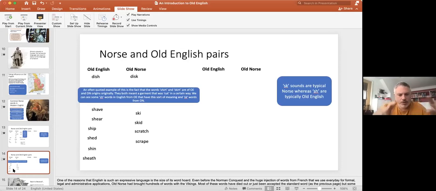And ship is to do with the cutting of the beams of wood that you'd make the ship with. Shed, shin, which is the cut or the split or the bit between your leg or your knee and your foot. Sheath, which is where you would put your sword. And the Norse words which are of those pairs would be things like ski and skid and scratch and scrape. So ski, you think about those planks of wood, which would make the ship. That's what originally the ski was. The skids, which were originally a noun, not a verb, were the timbers which you might have put something on to roll and move to make it easier. Those were skids. So you can see pairs in those two languages.